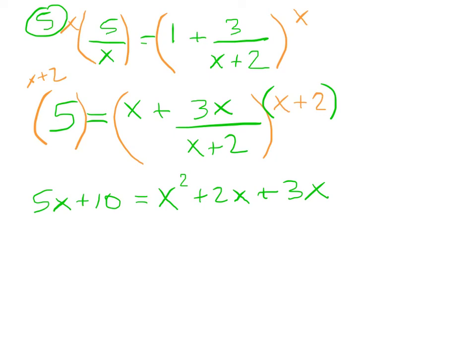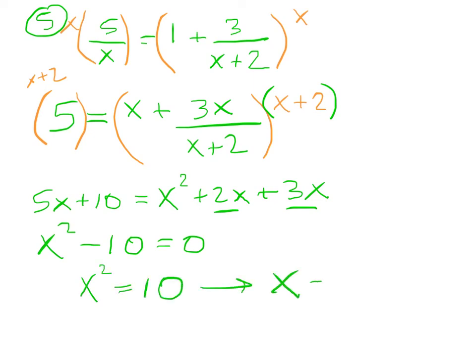All right, so now this is just a quadratic. I'm going to collect everything on one side and use the quadratic formula or factor. So I'm going to have x squared minus 10 equals 0. So I combined my 2x and my 3x, and those canceled with the 5x on the other side. So I just have x squared minus 10 equals 0, so x squared equals 10, which means that x is plus or minus the square root of 10.